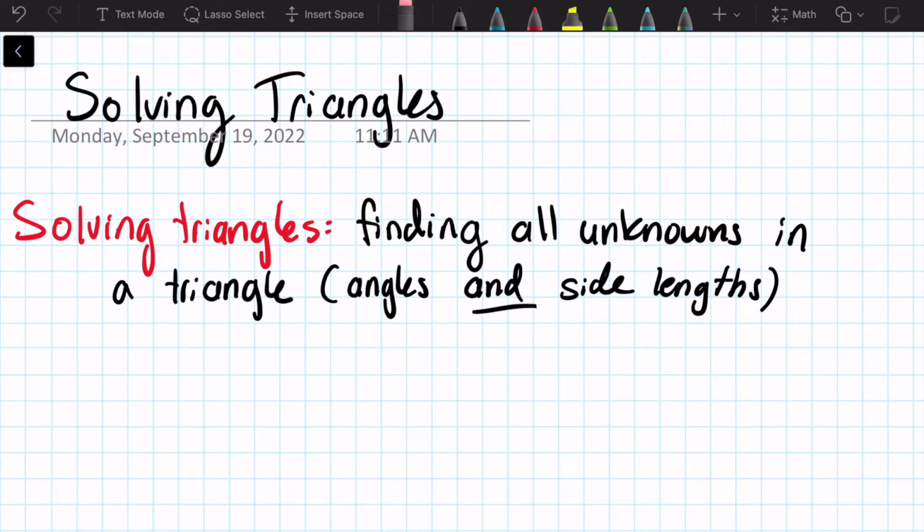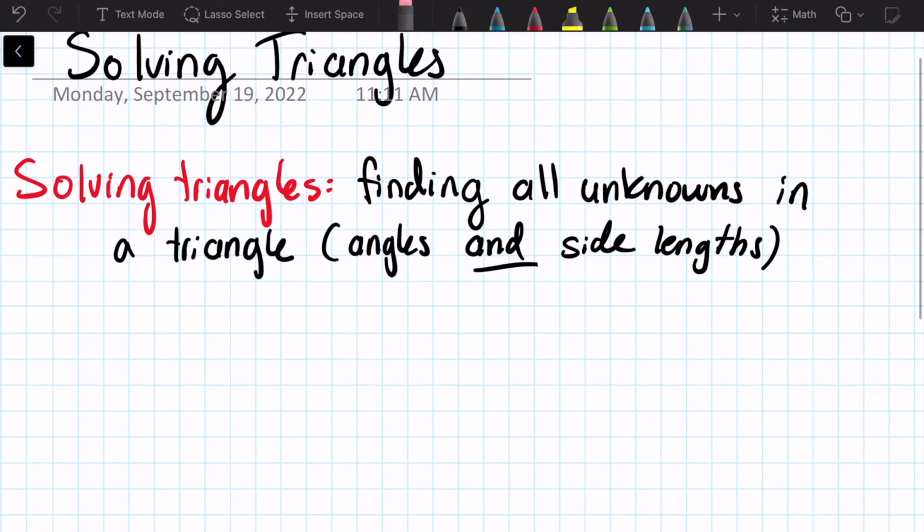So that means you're going to take what you're given, and it'll be a little bit different depending on the situation, and you're just going to find every single possible piece of information about that triangle that you can. There's not really much else to it, so let's just give it a shot.